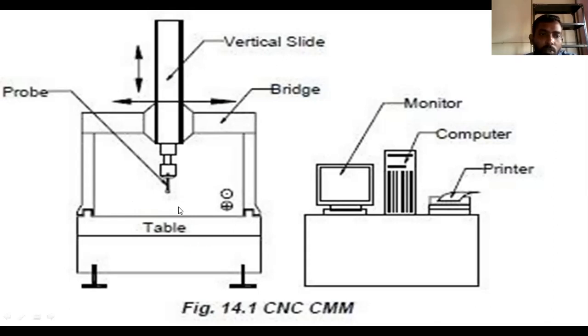Based on this probe, we take the workpiece here. When the probe contacts the object, it automatically shows the quality of the object. This we can call a coordinate measuring machine. This is a simple working of the CNC CMM, where CNC is computer numerical control and CMM is coordinate measuring machine.